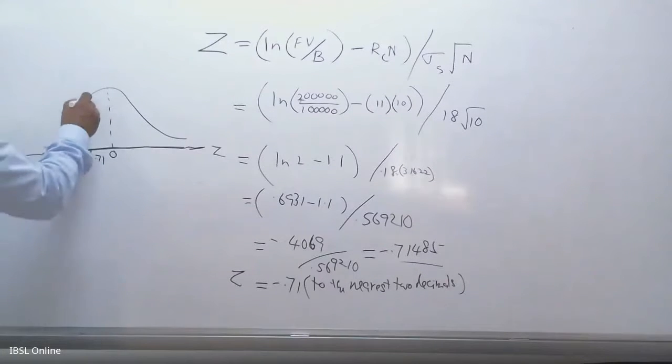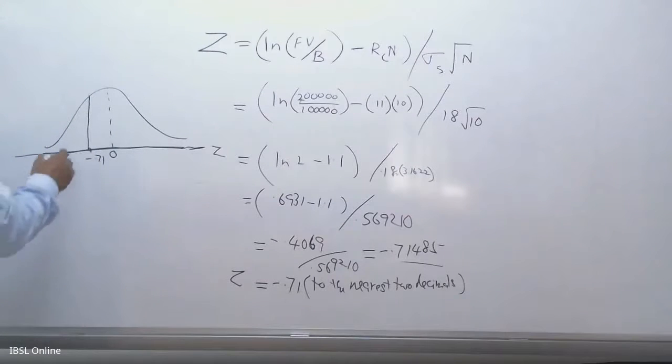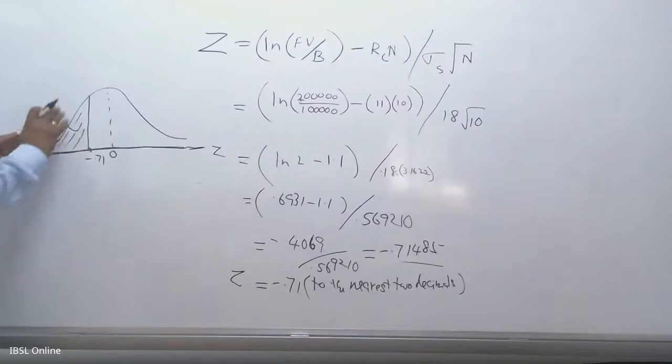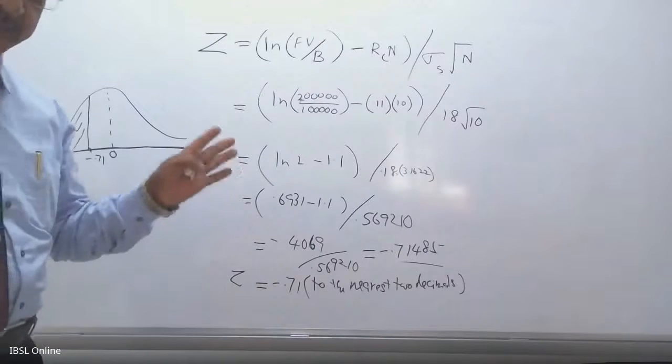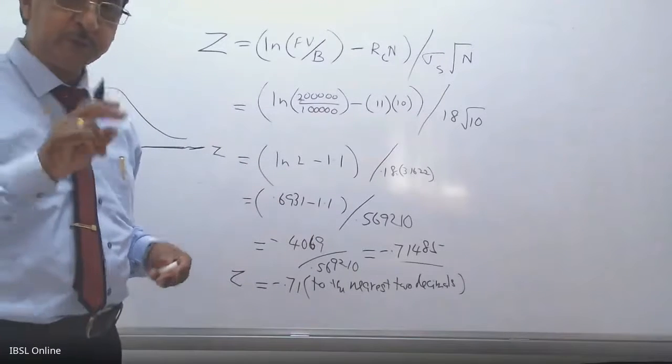So then you can make a mark here, and what we need to get is this area. We have to find the area under the normal curve, and that can be done through the normal curve table. I will show you the normal curve table now.